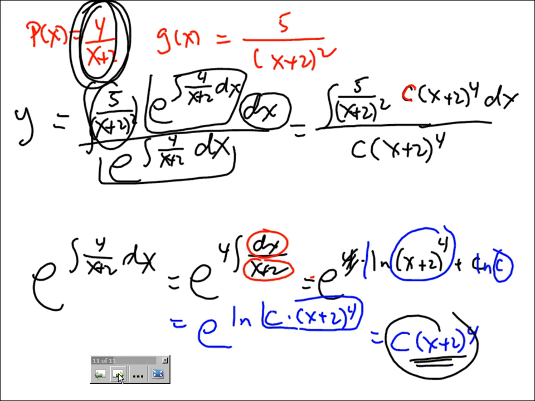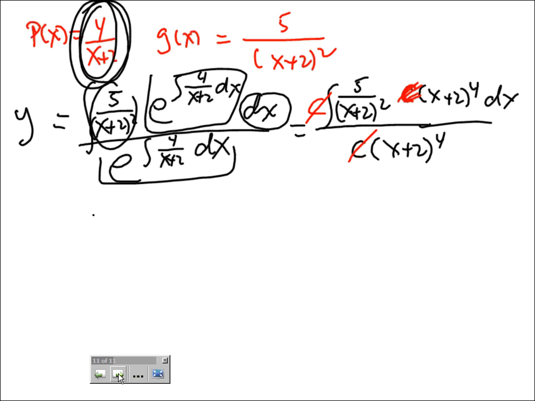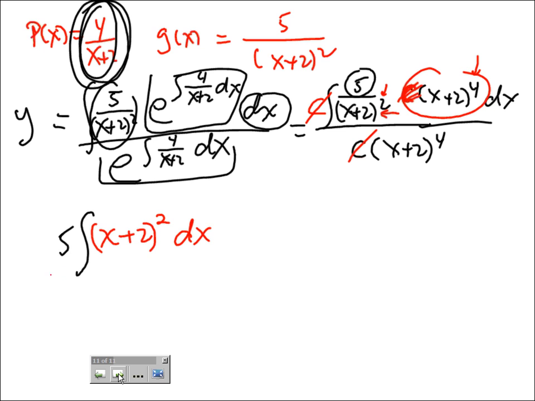Constants, unlike variables, can come out in front, and then they cancel out. Alright, so now we have to do a fairly simple integral. First, I'll say that 5 I'm going to pull in front. So now I have this over (x + 2)². Since the bases are the same, x plus 2, and I'm dividing, subtract the powers. 4 take away 2 is 2, dx. And the bottom is (x + 2)⁴.